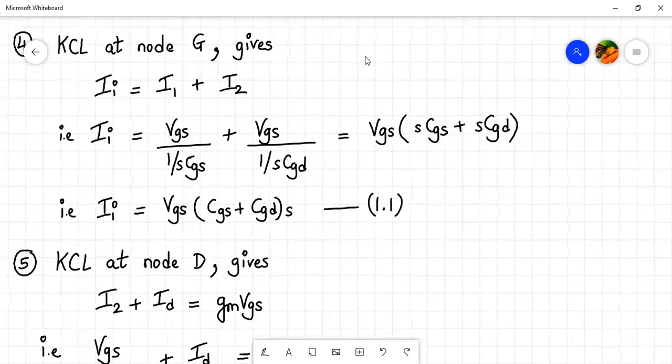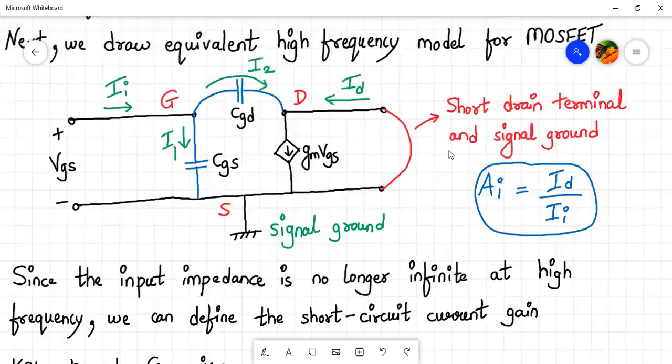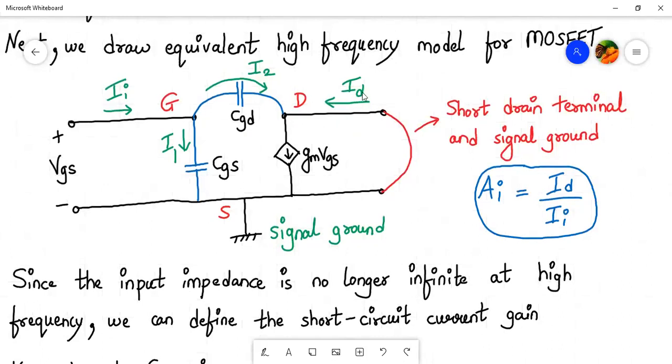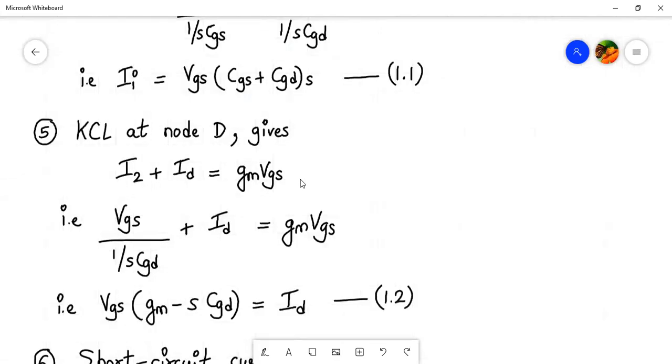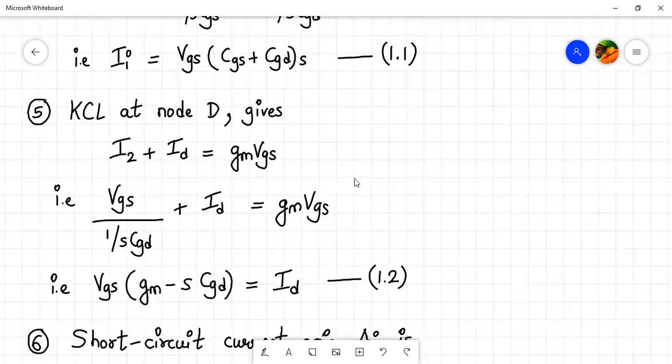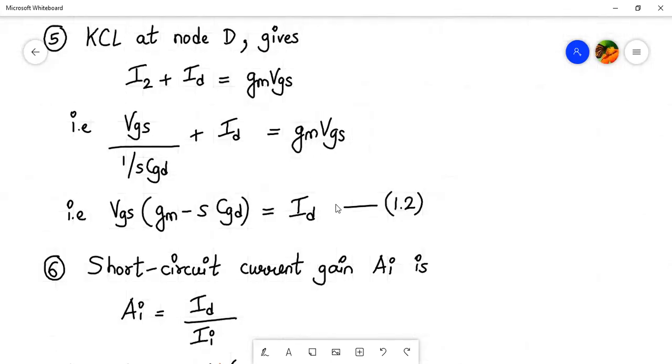Now next we apply KCL at the drain node. So what will the drain node KCL give you? In the drain node, we have two incoming currents, ID and I2. Right? What is I2? VGS divided by 1 upon S into CGD. And we have another current which is leaving the drain terminal, gm into VGS. So ID plus I2 is equal to gm into VGS. So that is what we have written. ID plus I2 is equal to gm into VGS, where I2 is VGS divided by 1 upon S CGD, right? Plus ID is equal to gm into VGS. And if we cross multiply, we take ID on this side and the rest of the terms on the other side, we get gm minus S into CGD. This S into CGD will go up, right? So VGS being common, we can write gm minus S into CGD is equal to ID.